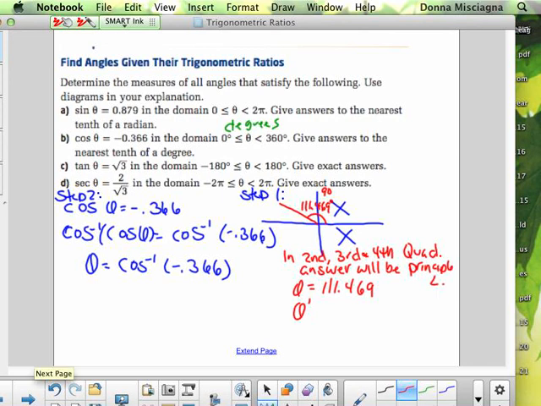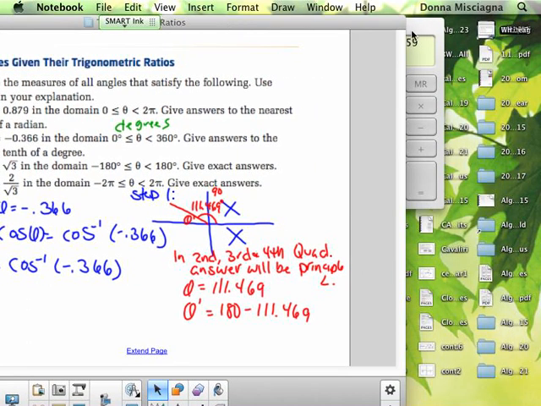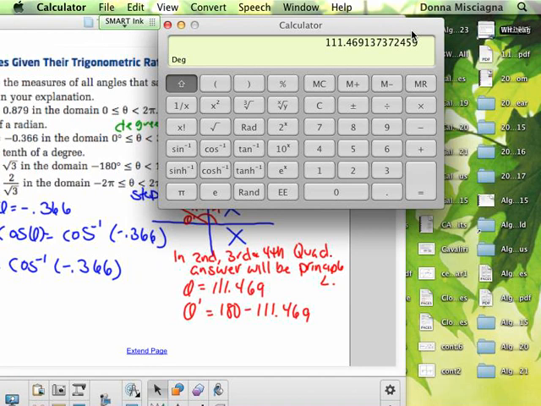And if you think about it, it can't be a reference angle because a reference angle has to be less than 90 degrees. So the reference angle for that angle, because it's not going to do us any good to try and do something with an angle that's 111 degrees, in the second quadrant, is going to be 180 minus 111.469. And we're still going to want a calculator. All right, so 180 minus 111.469.